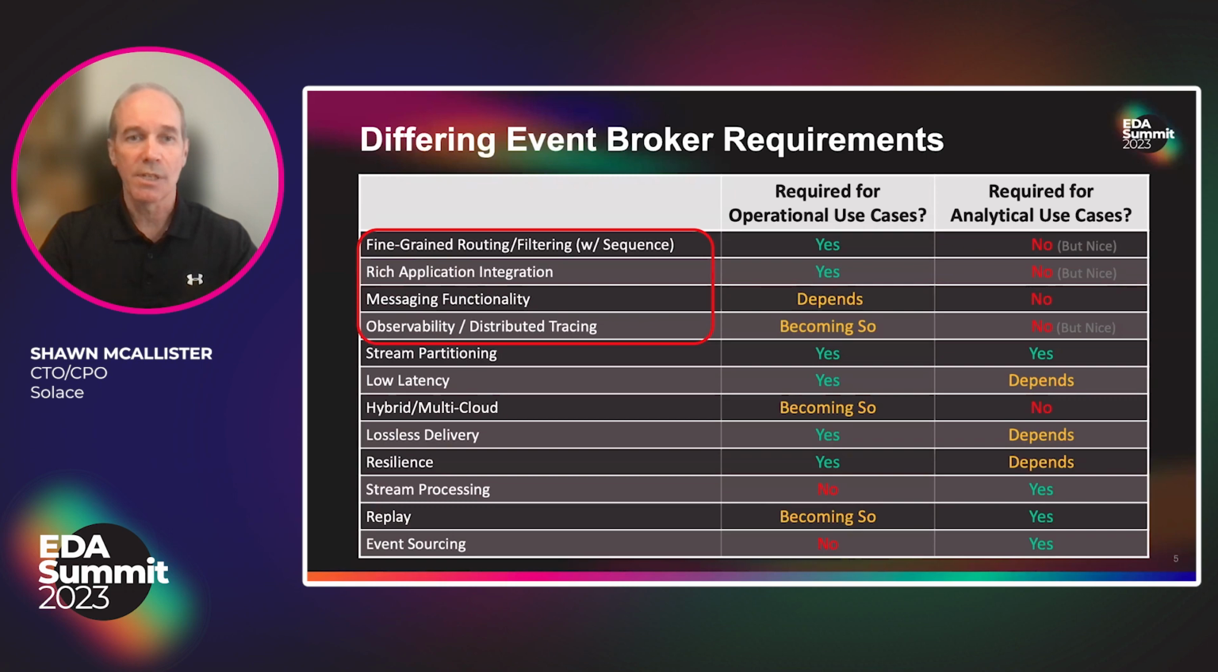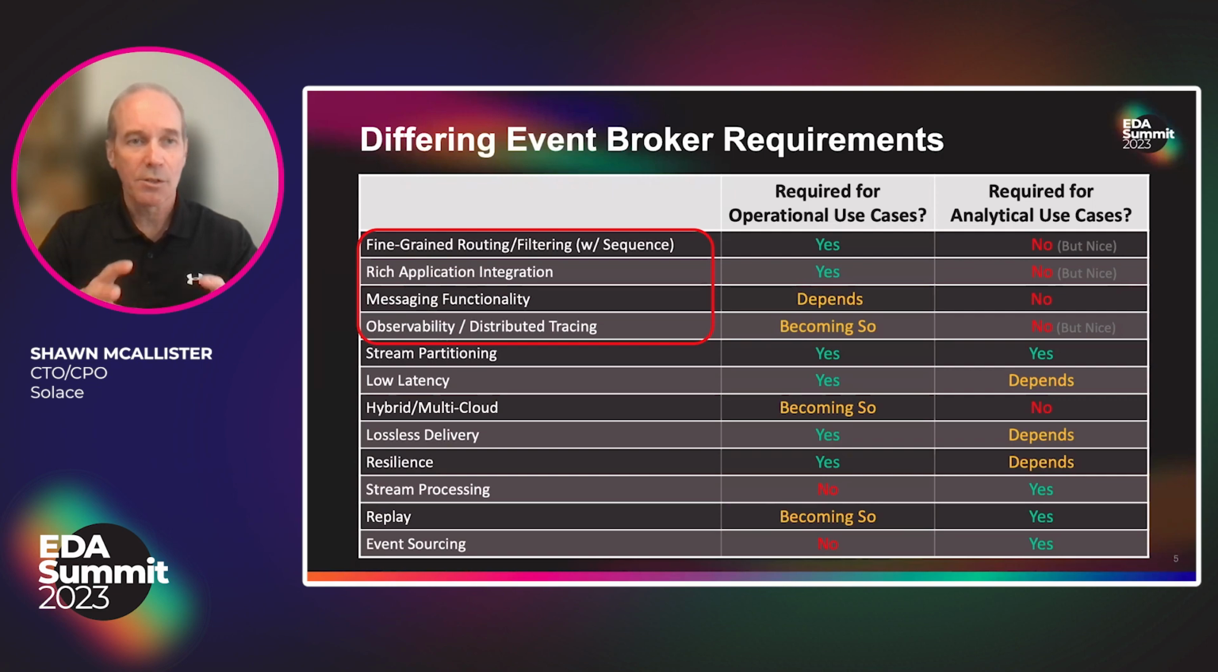Lossless delivery and resilience, always critical in operational use cases, because those use cases run your business, right? Now, it depends in analytics. Again, in real-time recommendations it would be very important, right? But if you're doing clickstream processing, not so important. Then finally, stream processing, replay, and event sourcing are critical requirements in analytic use cases, not so much so in operational, although we are seeing replay becoming very much in demand in order to recover from faults in operational systems.